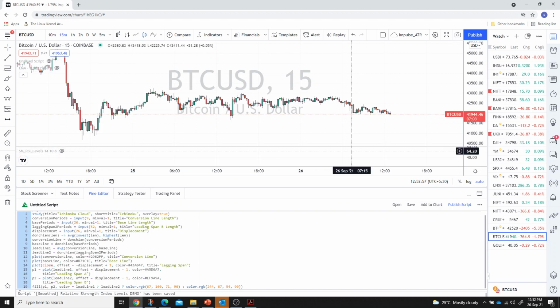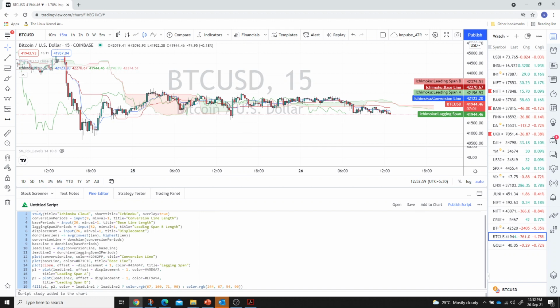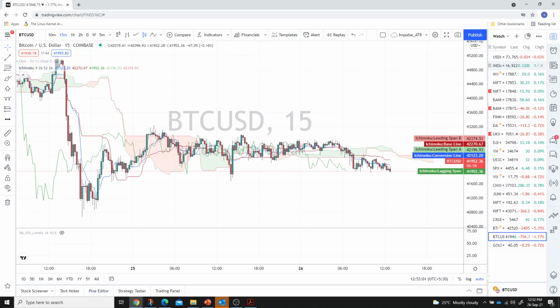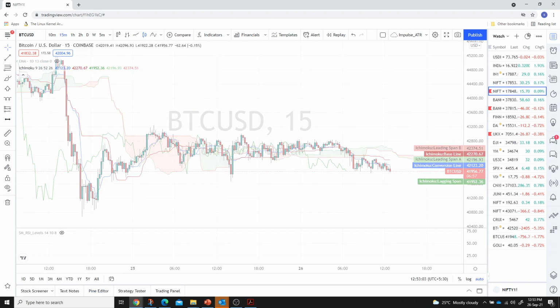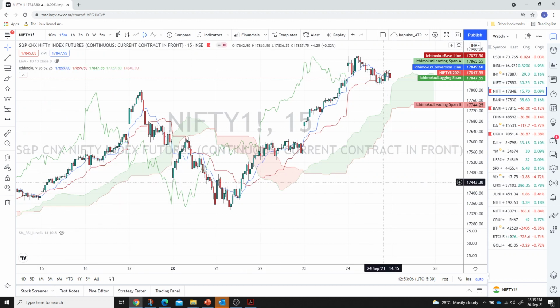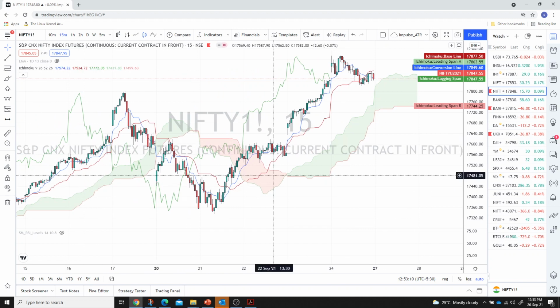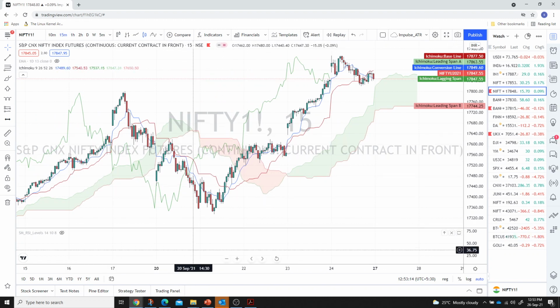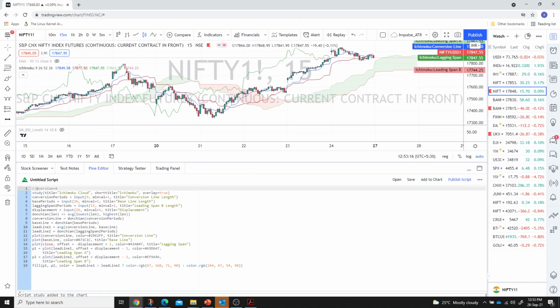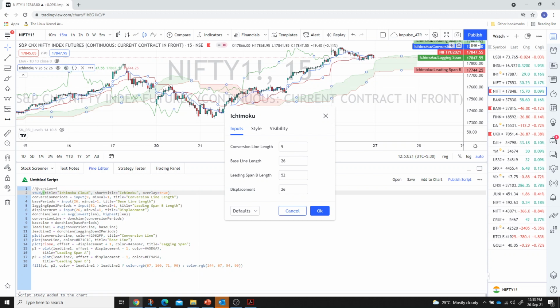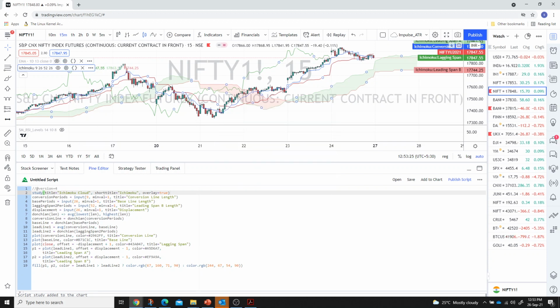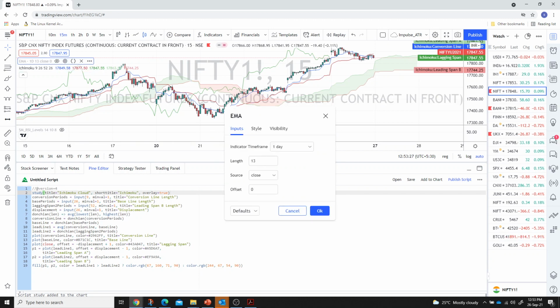and now I apply it to the chart. Right. So this is Ichimoku applied to Bitcoin. I'll move it to Nifty on a 15-minute time frame. Okay. Now I want to see what is the Ichimoku chart on the higher time frame. Let's say on the daily time frame. By default, it doesn't seem to be giving me that option. You see here, it is not giving me that indicator time frame like it did for EMA. It is not giving me that.